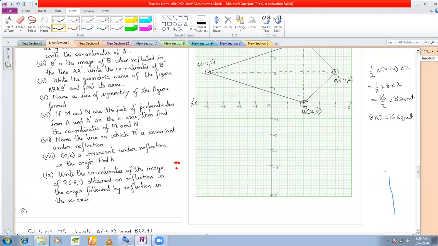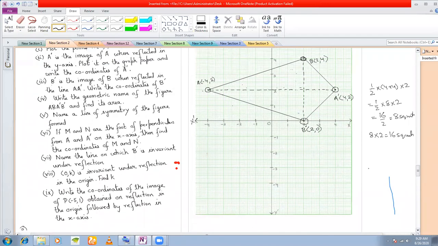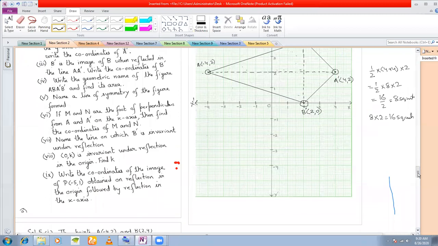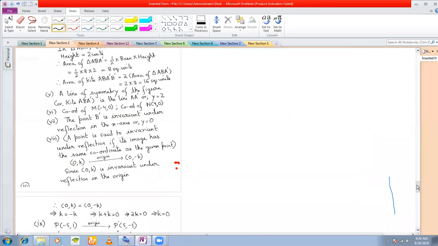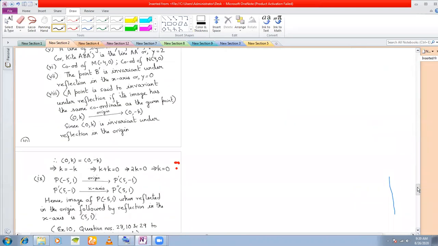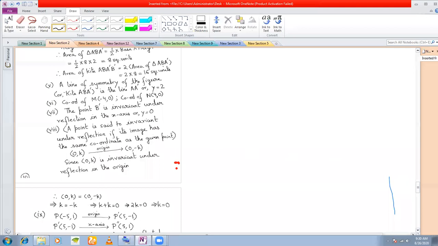Find its area. That is done. Number 5: name a line of symmetry of the figure formed. What is the line of symmetry? Which one is the line of symmetry of this figure, which divides it into two congruent triangles? Yes, A A dash is the line of symmetry. So your answer here is: the line of symmetry of the figure, the kite, is the line A A dash.